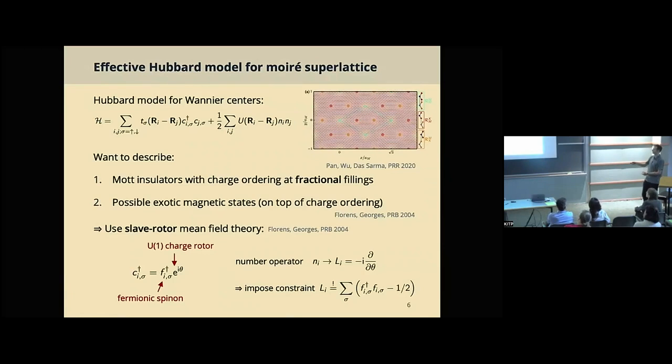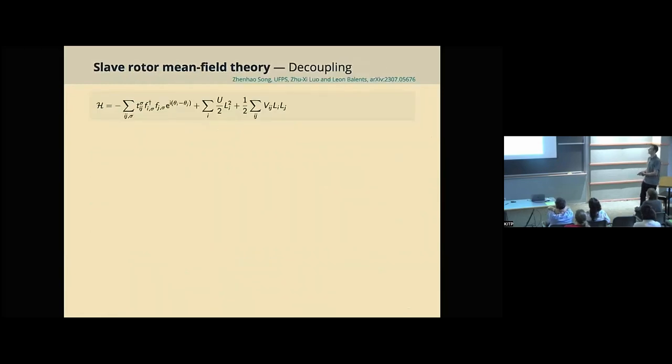Okay, now I use this slave rotor representation and stick this into my Hubbard model. Here I'm keeping the kinetic energy, the on-site and longer-range repulsive terms. And you can see that the repulsive terms map into quadratic interactions between the rotor angular momenta. And the kinetic energy of your electrons in the Hubbard model has now become this correlated hopping of these fermionic spinons and these charge rotors. This is still a strongly interacting problem that we cannot solve exactly.